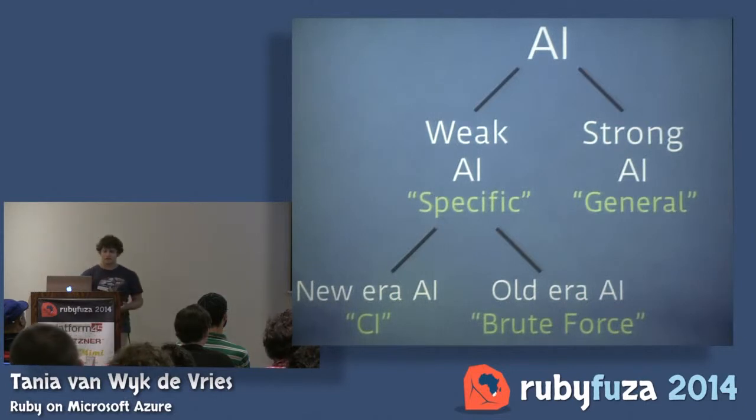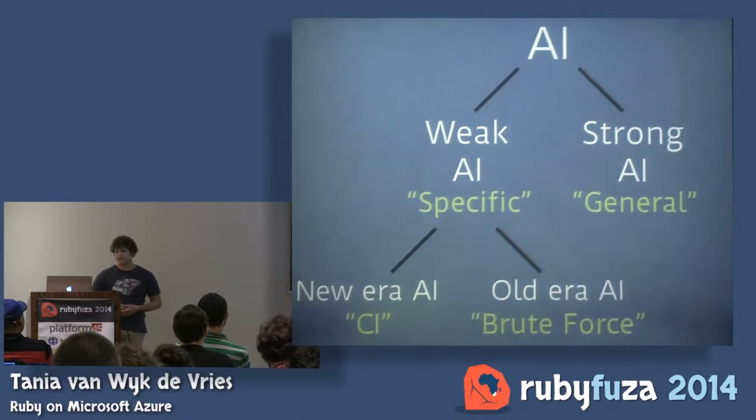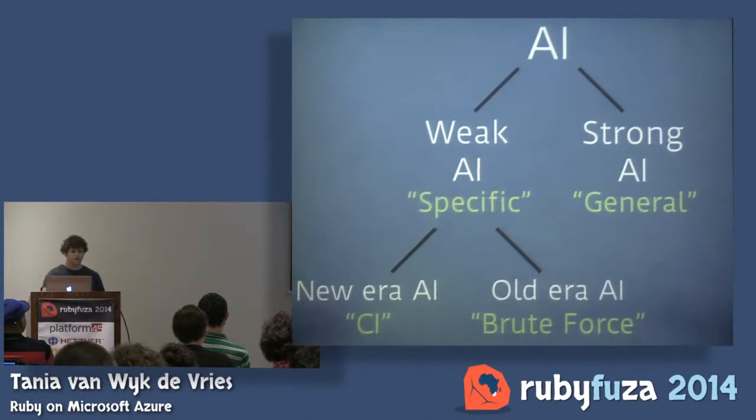Weak AI can then be divided into old-era AI and new-era AI. So old-era AI is brute force. It's sort of deterministic. I program and I get a result, and it'll always give me the same result. And this old and new has nothing to do with the time that it was introduced. It's got more to do with the approach taken. So old-era AI is completely deterministic. New-era AI, on the other hand, is where we arrive at computational intelligence.